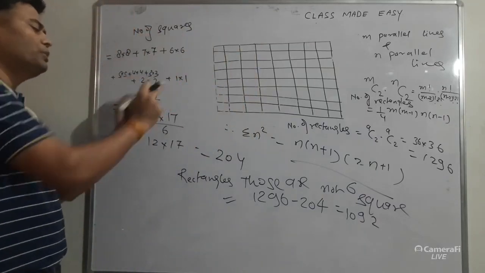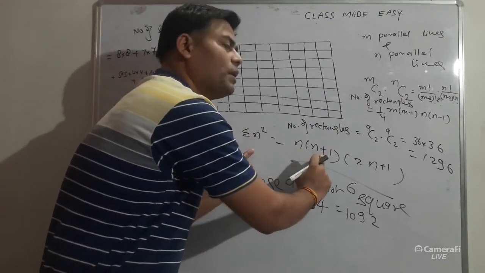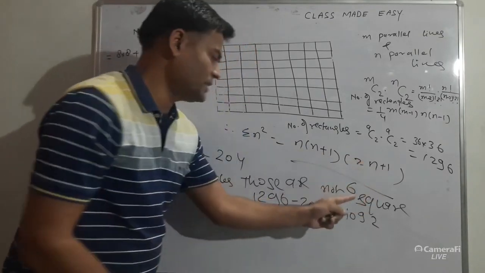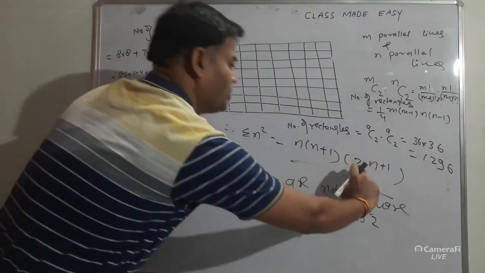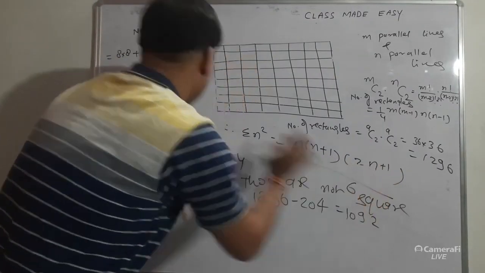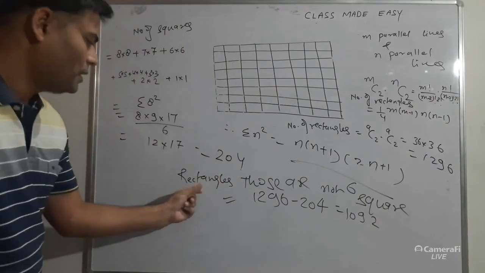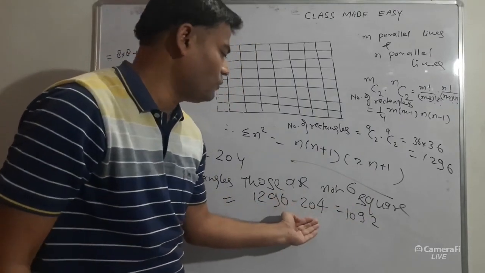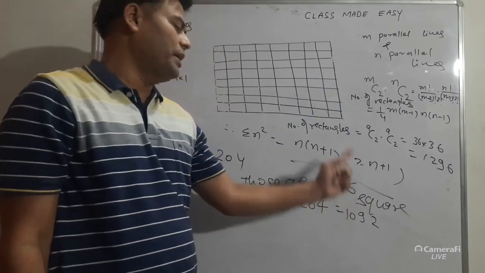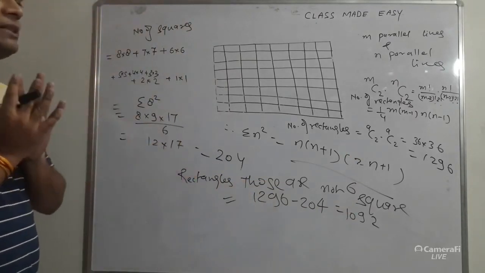Similar process is continued, and we know the formula sigma n square is n(n+1)(2n+1)/6. So it is 8, 8 plus 1 is 9, 8 times 2 is 16 plus 1 is 17, upon 6. So it is 12 into 17, it is 204. So rectangles that are not squares is 1296 minus 204, it is 1092. So I think you got all the points in this.